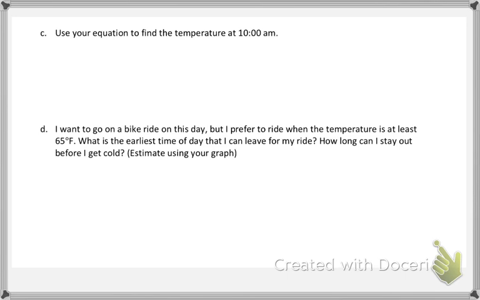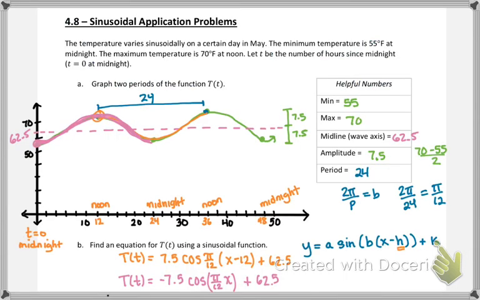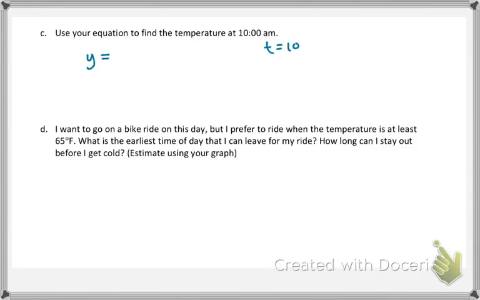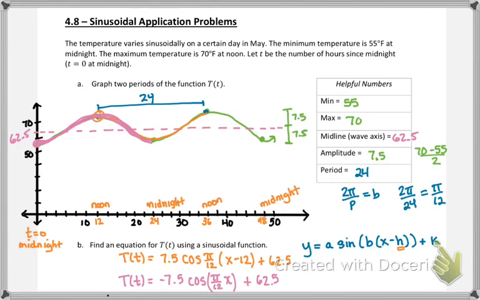Okay, let's take a look at C and D. Use your equation to find the temperature at 10 a.m. So we know that 10 a.m. is when t equals 10. That's 10 hours after midnight. And we're going to use one of our equations. So y equals, let's use that second one since it's a little bit shorter, negative 7.5 cosine of pi over 12 times t, right, plus, forget what it was, 62.5.